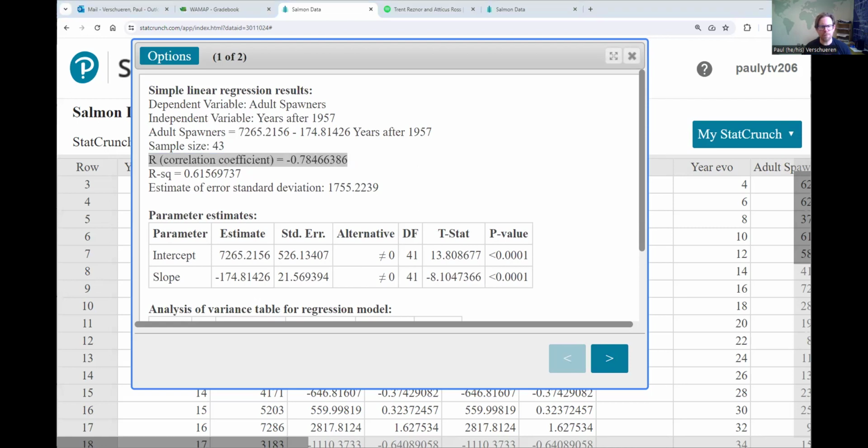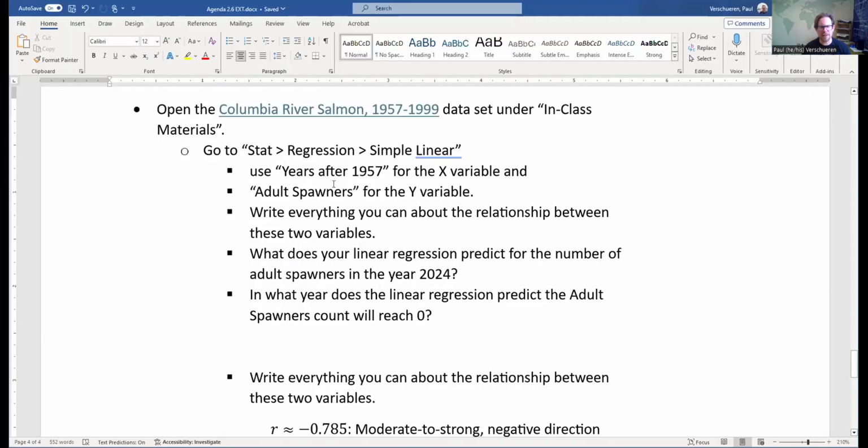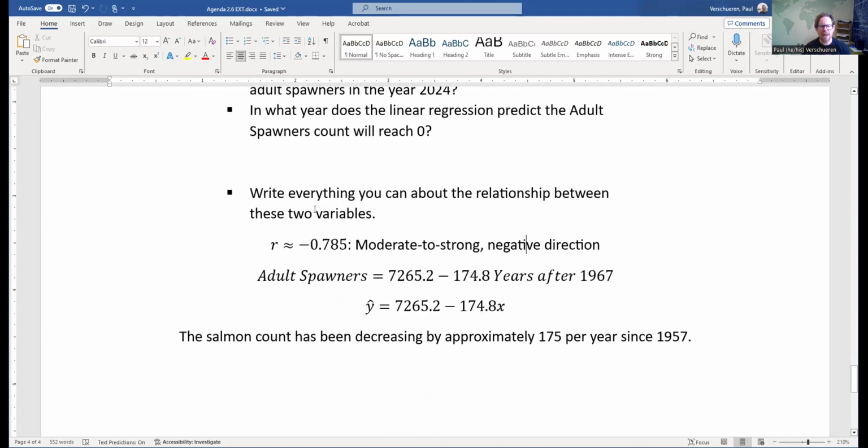One of the questions after generating the line said, write everything you can about the relationship between these two variables. The R is about negative 0.785, or I like to think of that as 78.5% correlated in the negative direction. That's pretty strong: the time passing does a decent job explaining the changes in the salmon count and predicting it.